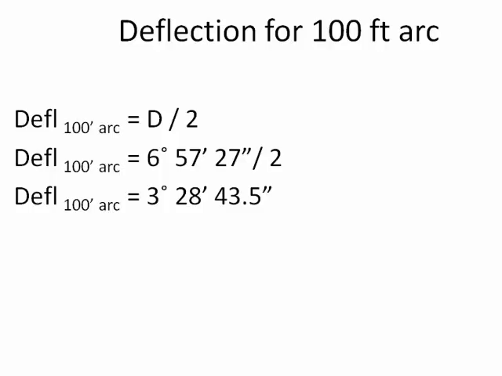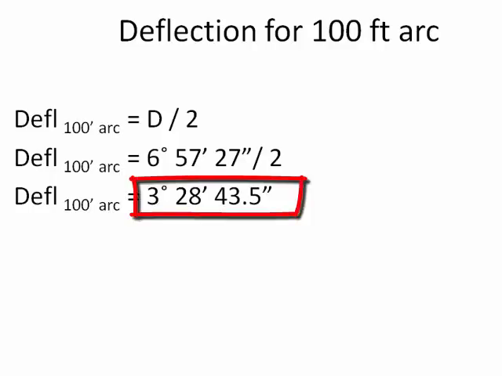Incremental deflections are usually based on a 100-foot arc in the highway construction realm. And the deflection of a 100-foot long arc is 1/2 of the degree of curvature. D here stands for the degree of curvature. 1/2 of the degree of curvature, which is 6 degrees, 57 minutes, 27 seconds. Half of that will give us 3 degrees, 28 minutes, and 43.5 seconds.